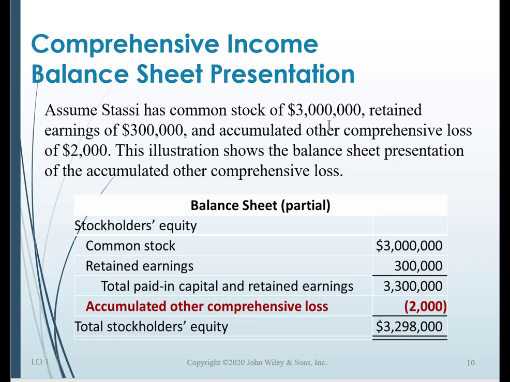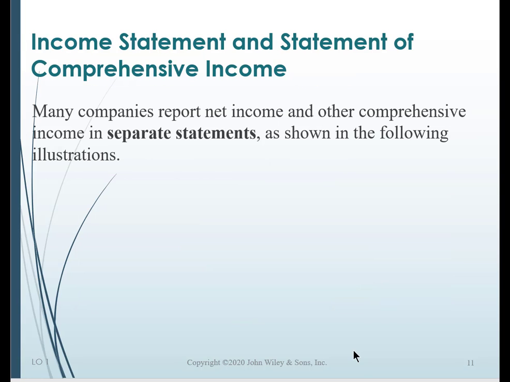If we have $3 million retained earnings, $300,000, and accumulated other comprehensive loss of this $2,000, again, this just illustrates the balance sheet presentation. You can just plug it in here as this negative $2,000 for a balance sheet presentation.